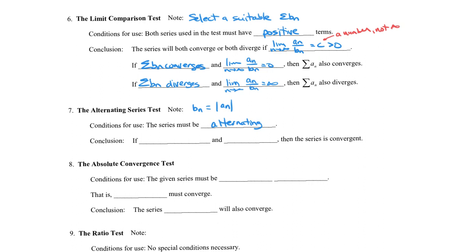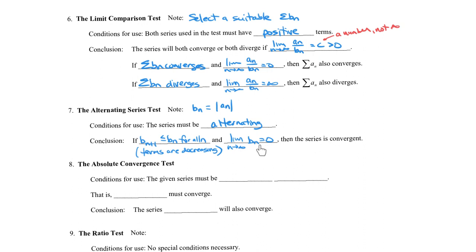The conclusion is this: if b sub n plus 1 is less than or equal to b sub n for all n, which basically means the terms are decreasing, and also the limit as n approaches infinity of b sub n equals 0, then the series is convergent. So the alternating series test is a pretty easy one to use. You just show that the terms are decreasing, you show that the limit of the nth term b sub n is 0, and the series is convergent.